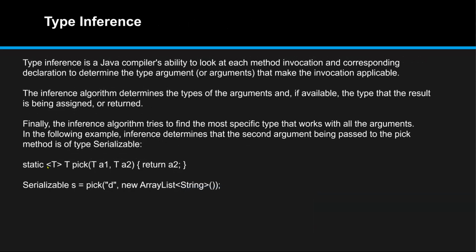Type inference is a Java compiler's ability to look at each method invocation and corresponding declaration to determine the type argument that makes the invocation applicable. The inference algorithm determines the types of the arguments and, if available, the type that the result must assume. Finally, the inference algorithm tries to find the most specific type that would work with all the arguments. So here, if we have our method, notice here we don't have to explicitly state the types because it figures them out for us, which is kind of nice.